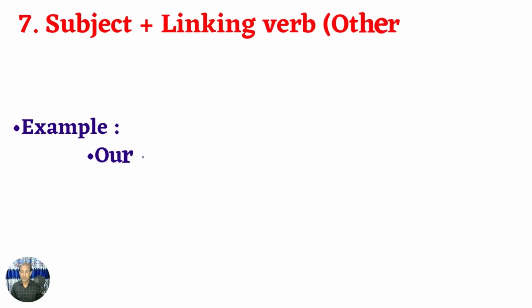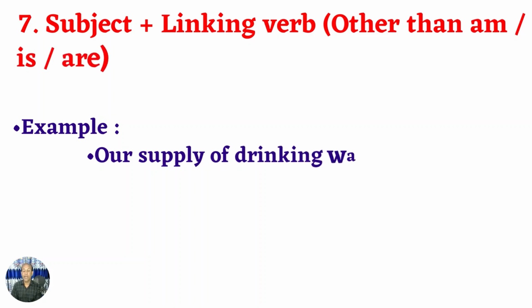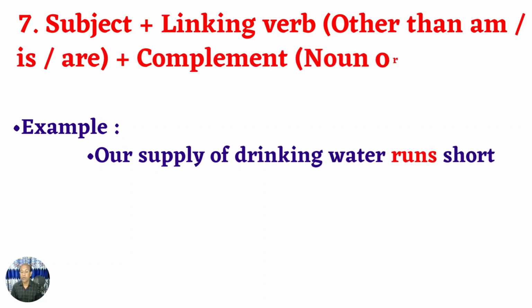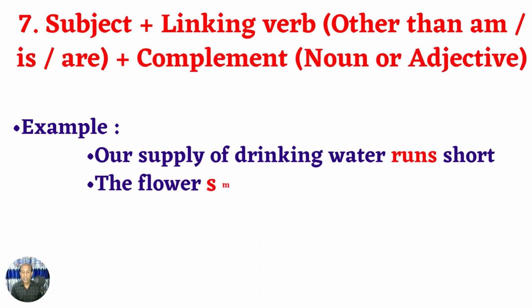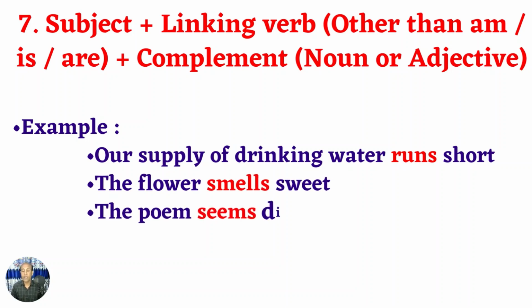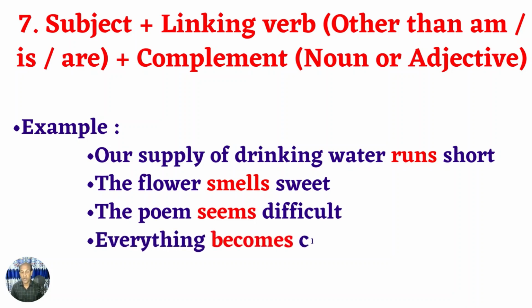Structure number 7: subject plus linking verb other than am/is/are plus complement, noun or adjective. For example, our supply of drinking water runs short. The flower smells sweet. The pen seems difficult. And everything becomes clear with examples. So here the verbs act as linking verbs, but they are not am, is, are.